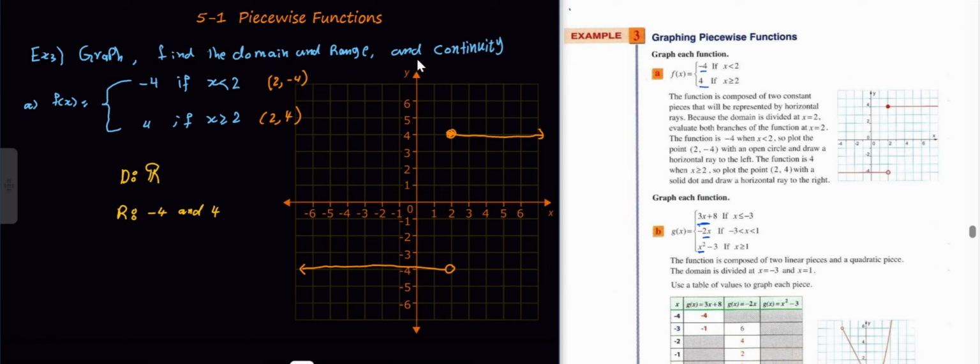And what about the continuity? Be careful what I say. If we have any break, it is discontinuous. If we don't have a break, they are stick together. If you have the graph together, it is continuous. But because we have a break here, our graph is discontinuous. This is how we graph and find the domain and range and determine the continuity. Let's solve branch B.